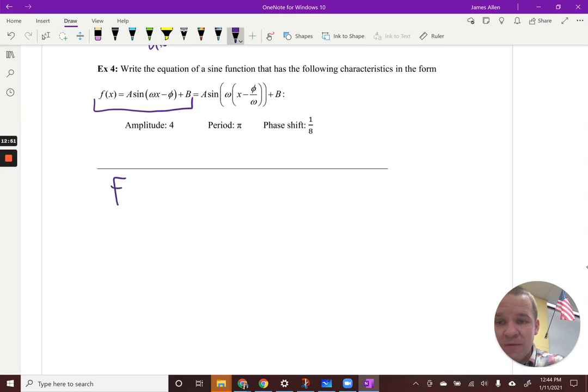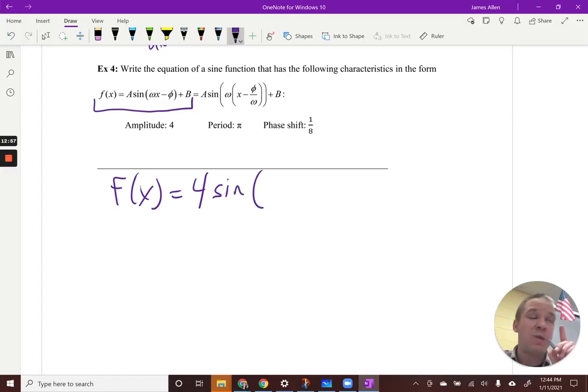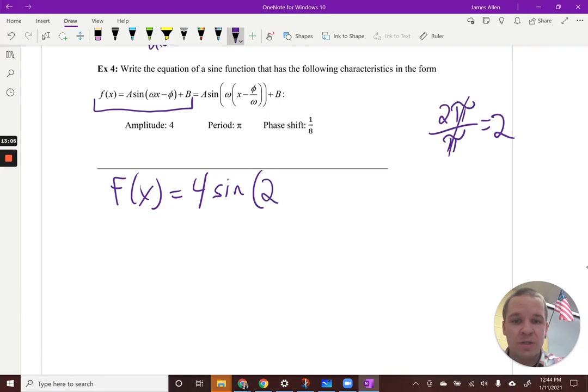So I'm going to have f of x equals my amplitude of 4, so it's 4 sine. My period is pi. That means my period multiplier will, I would do 2 pi divided by pi. Remember, that's how the algebra always works out. So my multiplier is 2. My phase shift is 1/8.